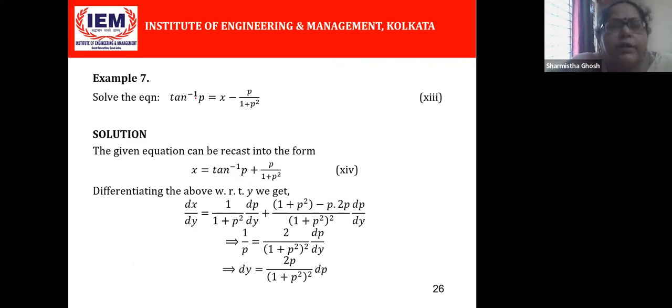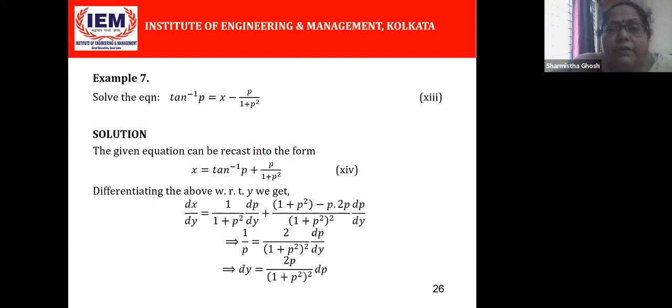So here there is an equation: tan inverse p is x minus p by 1 plus p square. It's not readily in the form of x equal to a function of p and y, but yes, we can do it. I keep x on the left hand side. So I recast this equation in the form x equals tan inverse p plus p by 1 plus p square. Even this is special in that I don't have a y also. So x is just a function of p. But we will proceed in the same way as explained. Whether y is there or not does not harm.